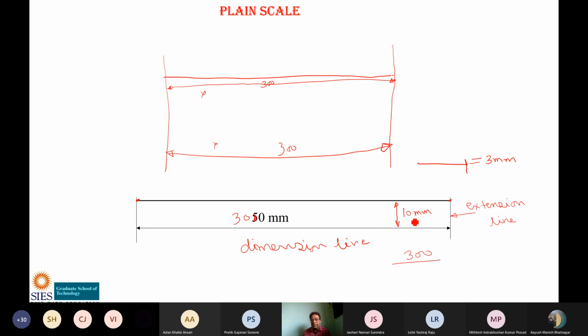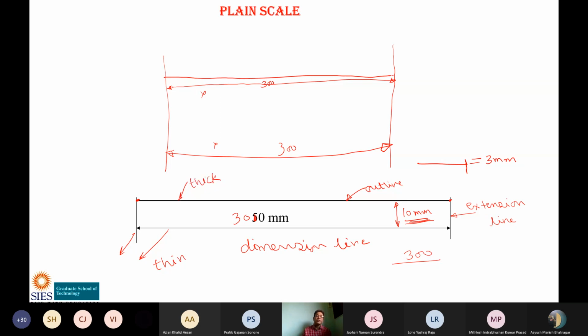That's why there is an indication that at least 10 mm should be the distance between the dimension line and the outline. This is called the outline, and this is the dimension line. Another thing that you must have noted is this line as well as this line, both are thin lines, and this line is a thick line.